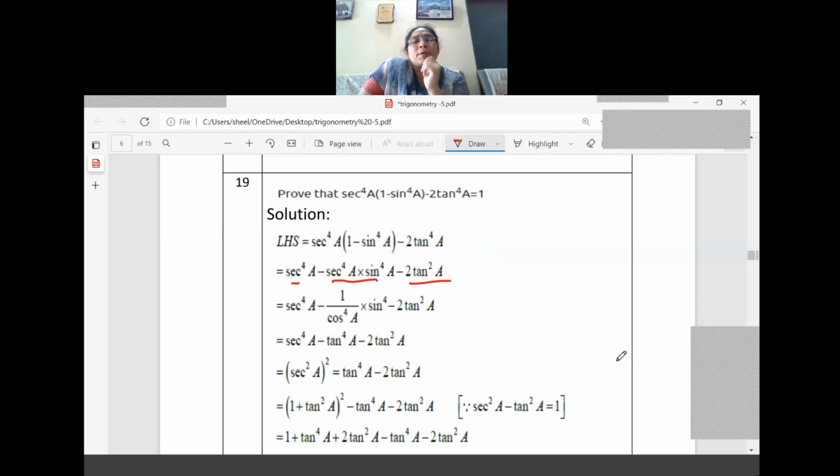Okay, let us see. Maybe the correction is there. Now what is here? Sec can be written as 1 by cos raised to 4. So this became sec raised to 4A minus tan raised to 4A minus 2 tan square A, right?